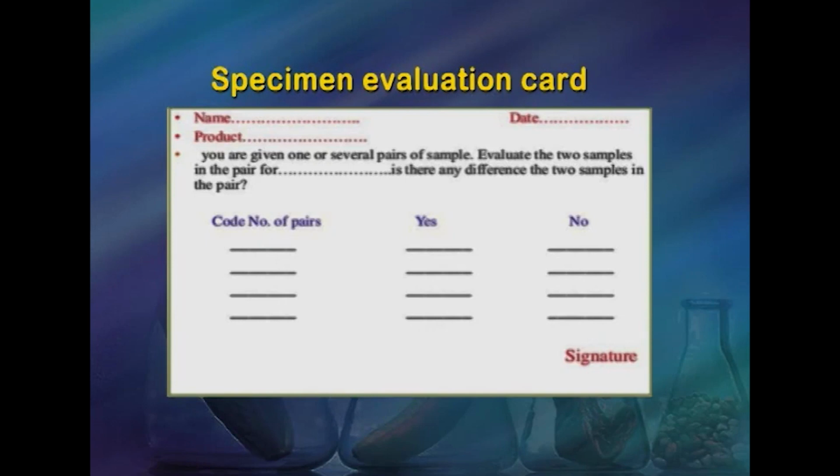I will show you one example of a specimen evaluation card. Here you can see the name, date, product. You are given one or several sample pairs. Evaluate the 2 samples in the pair for which you have to see the difference. Is there any difference between the 2 samples in the pair? That is, they will be given code numbers of pairs and you have to write yes or no, along with the signature.